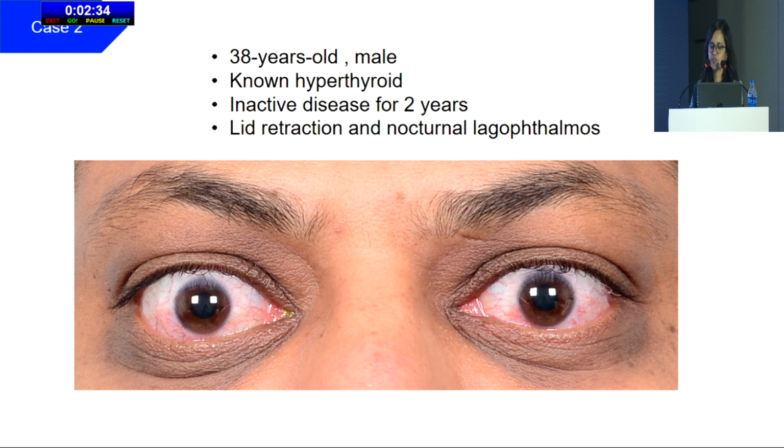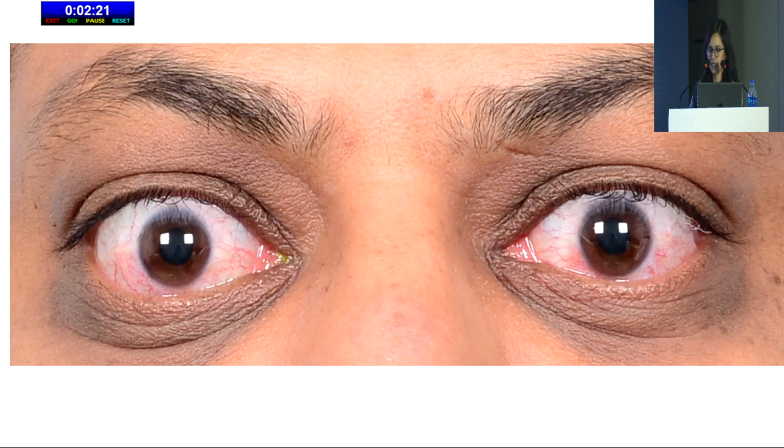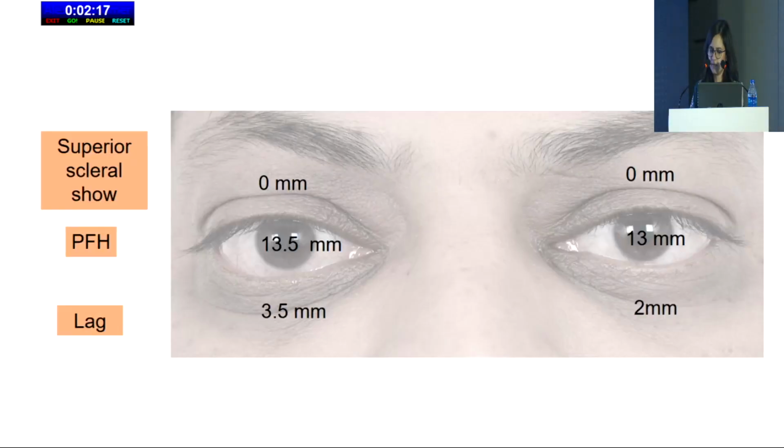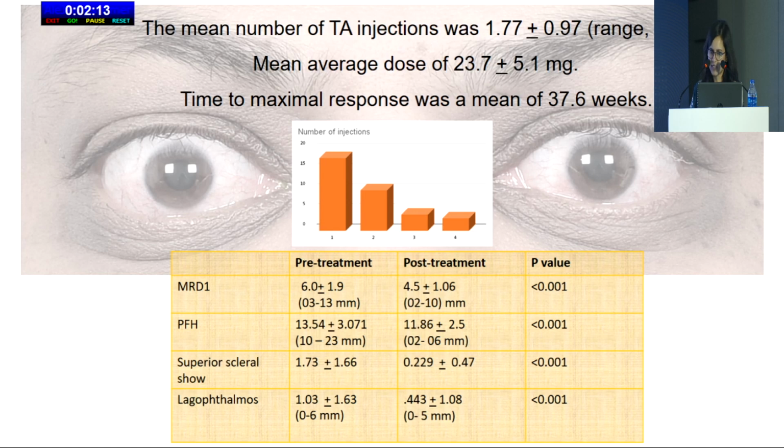This is another case which is from the inactive group. Again, the patients underwent all the measurements. The observation in our study was the inactive group had to undergo more number of injections as compared to the active thyroid disease group, and the results were very satisfactory even in this group of patients. So the mean number of injections that we had to use was 1.7. It ranged from 1 to 4 with an average of 2.